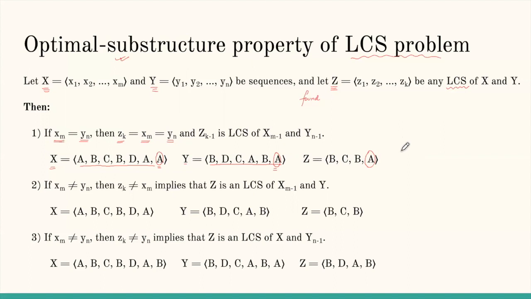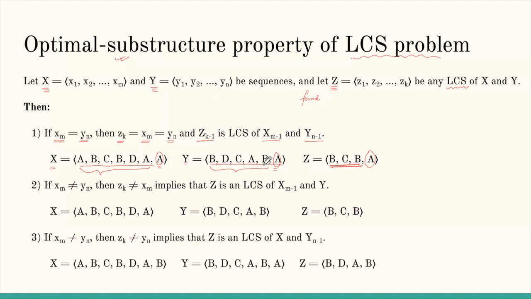We also argue that if this is the case, then Gk minus 1, that is this subsequence of our longest subsequence, is the LCS of Xm minus 1 and Yn minus 1. That is, we argue that this must be the LCS of Xm minus 1 and Yn minus 1. Now, how and why can we argue that?